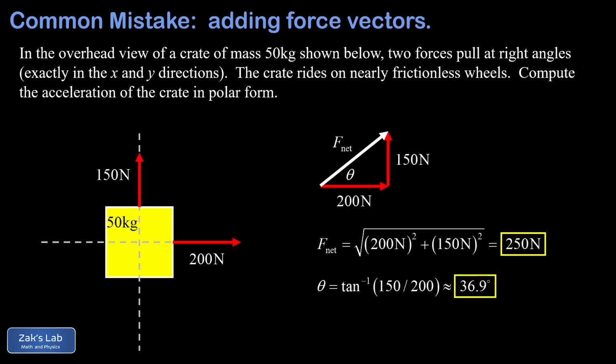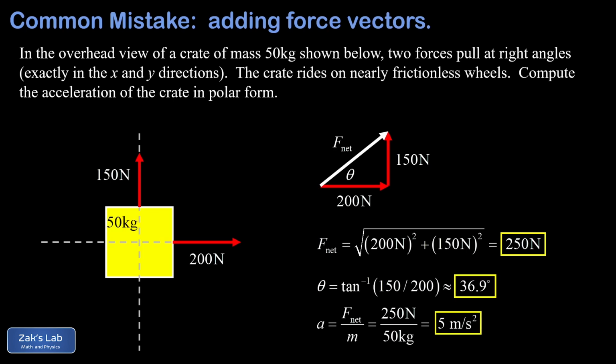Now the magnitude of the acceleration can be found from Newton's second law. And we go ahead and solve that for a and write it as F net over m. So when we plug in the magnitude of F net and the mass of the crate, that's 250 newtons divided by 50 kilograms, and that turns out to be exactly 5 meters per second squared.